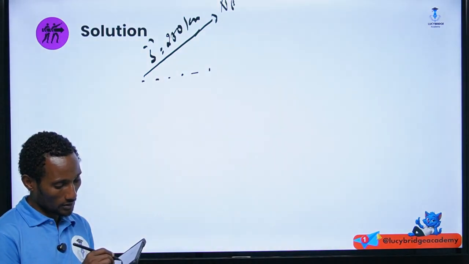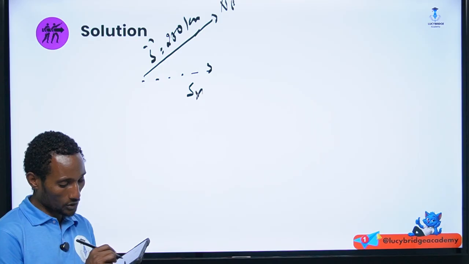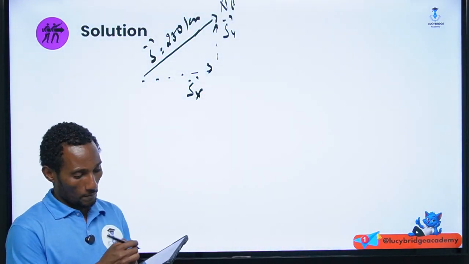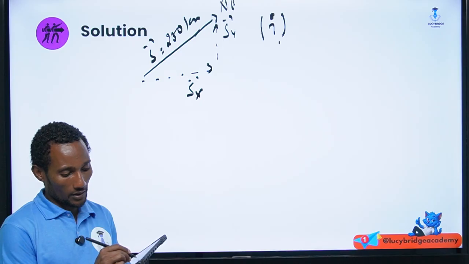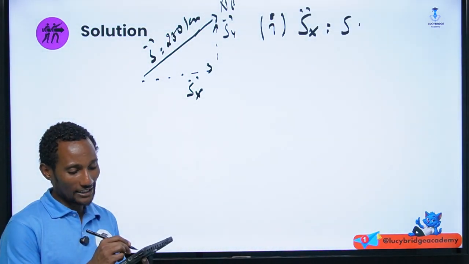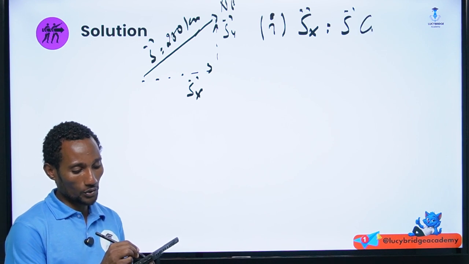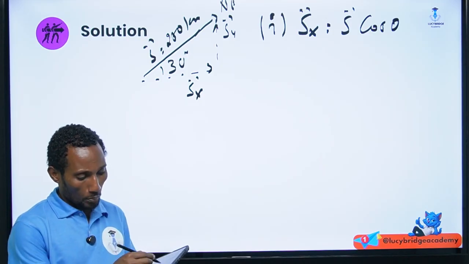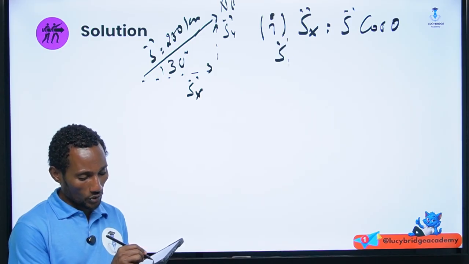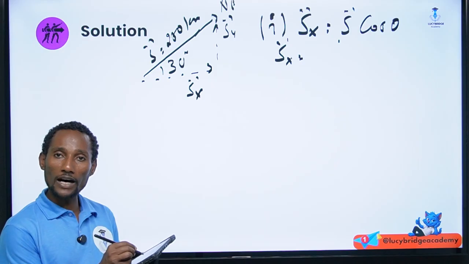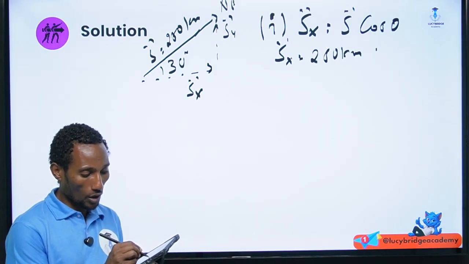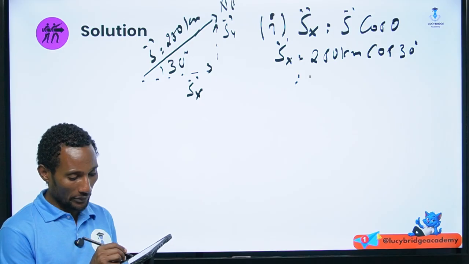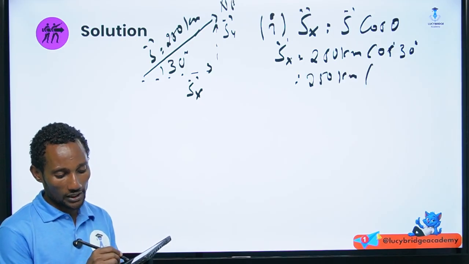So we have to resolve it to the x-axis, Sx, and to the y-axis, Sy. In resolution one, Sx is S cos theta, where theta is 30 degrees. Putting in the values for the horizontal component, Sx equals the value S, 215 kilometers, times cos of the angle theta, 30 degrees, where cos theta is root 3 over 2.